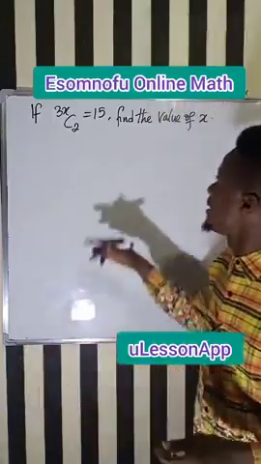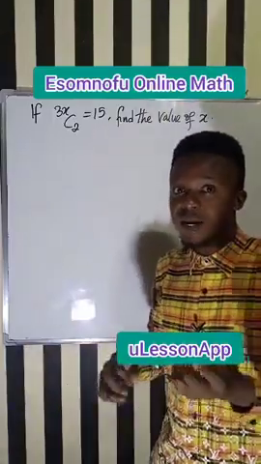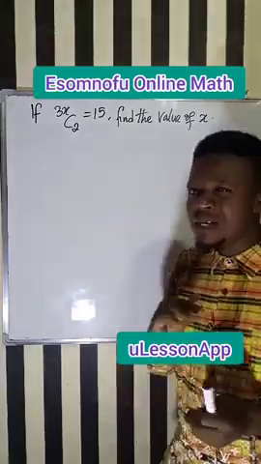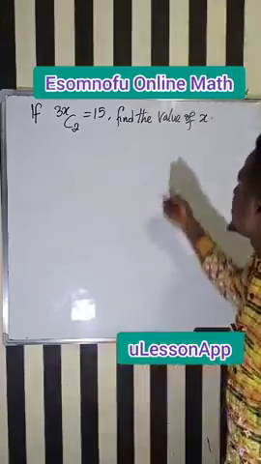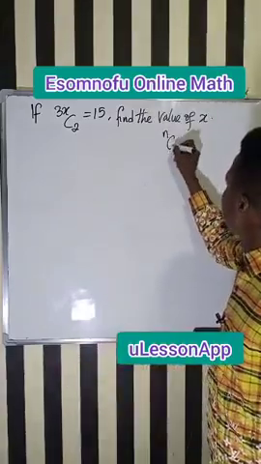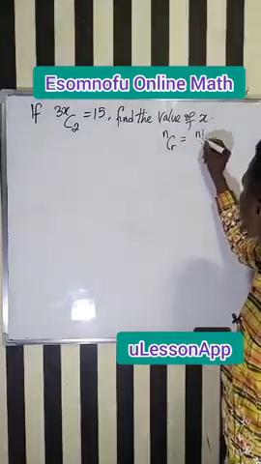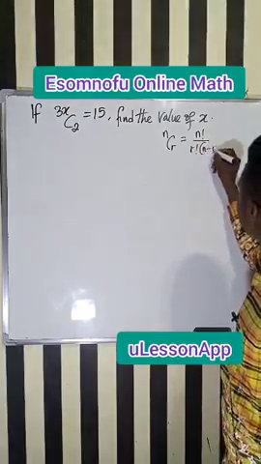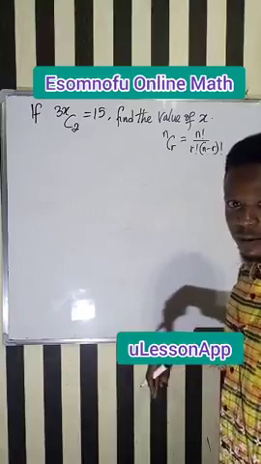So we have that 3x combination 2 is equal to 15 and we are required to find the value of x. Now before I solve this problem, let me take you down into what combination is all about. Supposing you have something like n combination r. This is the same thing as n factorial all over r factorial into n minus r all factorial. This is what combination is all about.